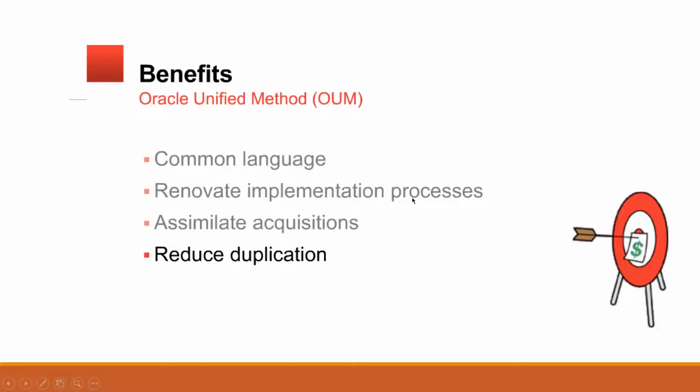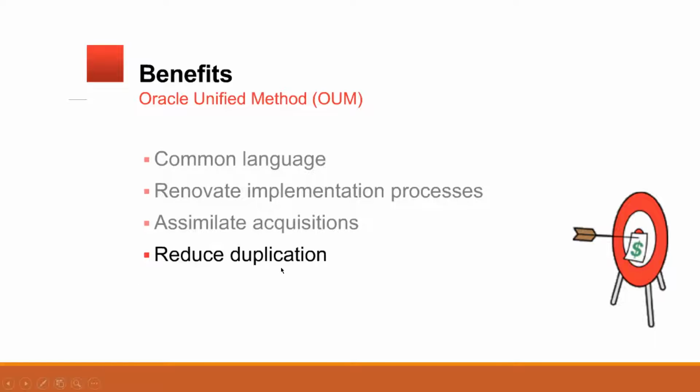Renewed implementation process means every year or every time, based on the requirement, Oracle comes up with new innovative methods to be adopted. Then acquisitions are nothing but, if we are going to have different projects, how we need to handle it. It's not only one project, maybe multiple projects, which is called a program.